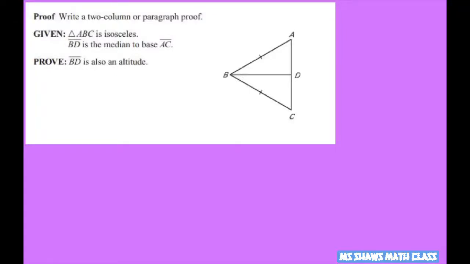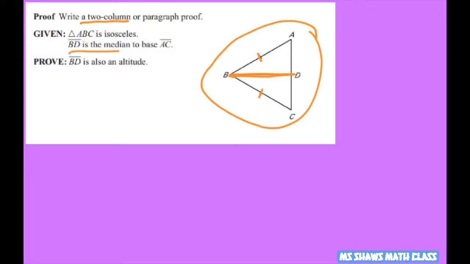Hi everyone, we're going to write a two-column paragraph proof. We're going to do a two-column proof to prove that line segment BD is also an altitude, based on the way this triangle looks, that it's isosceles and that BD is the median. So we're going to prove that the median is also an altitude. All right, so let's get started.